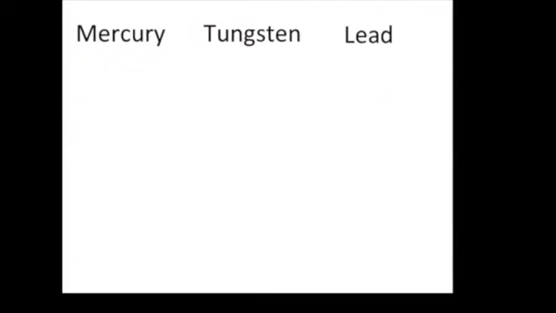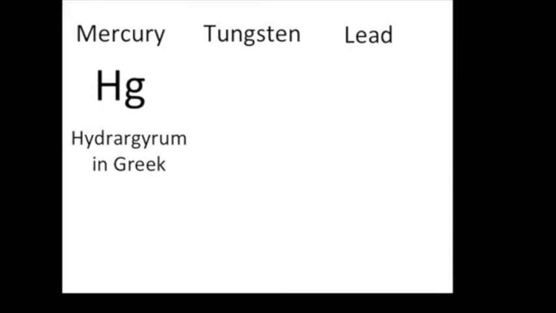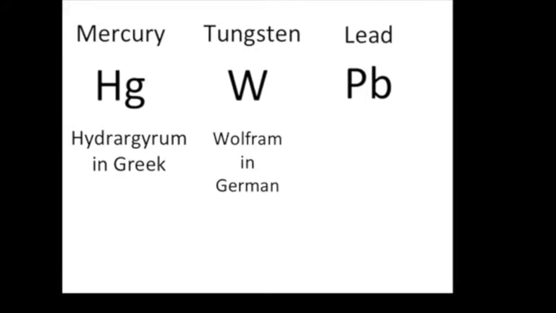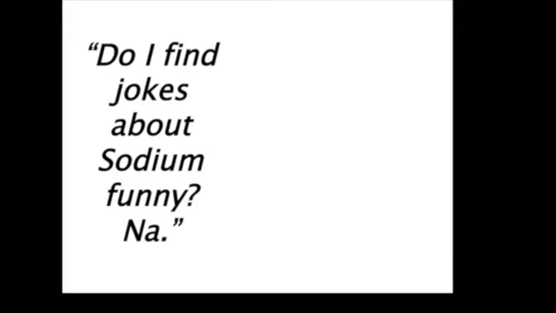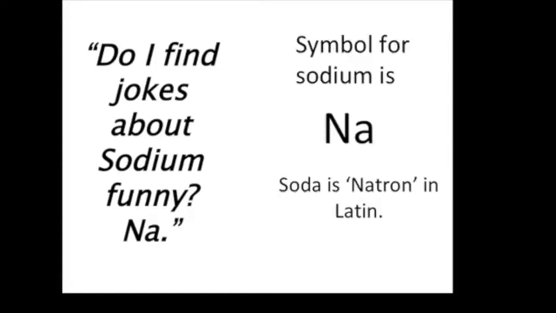Some of them are really weird, like Mercury is Hg because in Greek, mercury is hydrargyrum. Tungsten is a W because that's German for wolfram, and lead, this is a fact that I just learned planning this lesson for you, is Pb, which I knew. I didn't know that was because in Latin, lead is plumbum. This joke, some of you already know where this comes from. Do I find jokes about sodium funny? Nah, it's because sodium's symbol is an N and an a, because soda is natron in Latin.